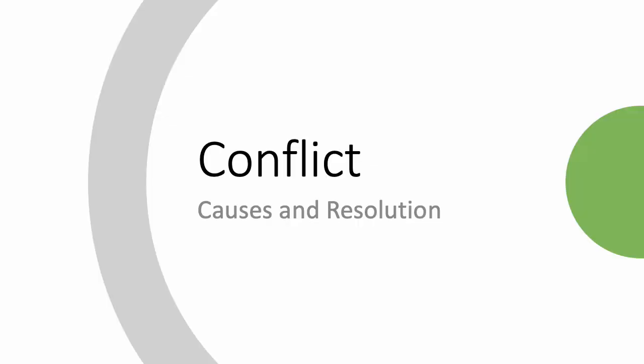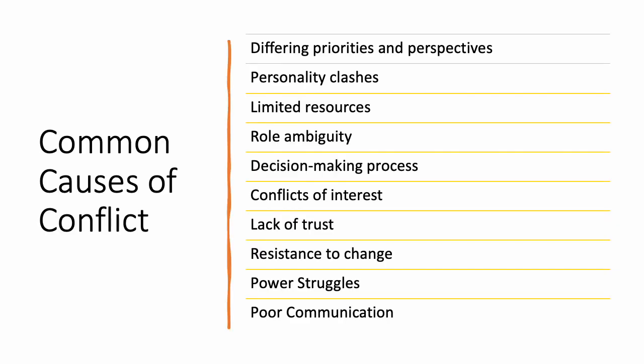Now let's take a look at conflict, causes, and resolution. Some common causes of conflict include differing priorities and perspectives of the board members, personality clashes between the board members, limited resources often available to boards, role ambiguity, meaning a lack of clarity about who does what, the decision-making process and who's actually involved and makes the final decisions, conflicts of interest, a lack of trust between board members, resistance to change, power struggles, and poor communication, both internal and external.